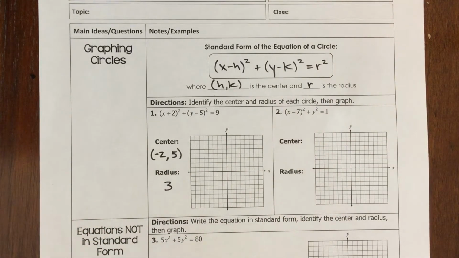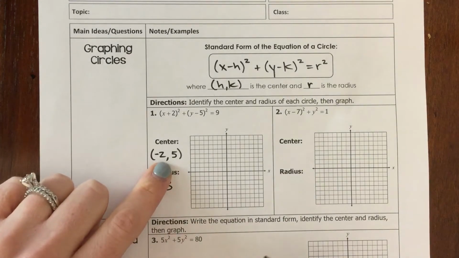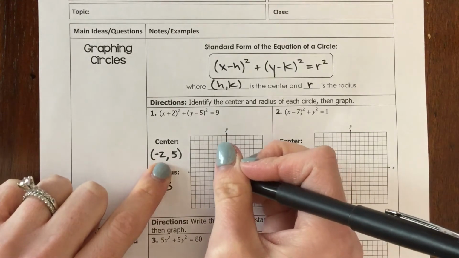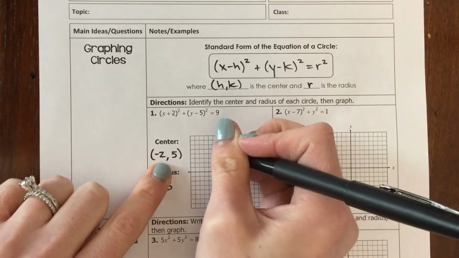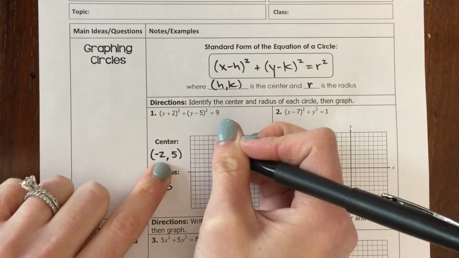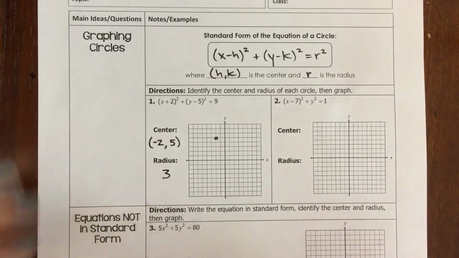So here's how we graph them. It's a super straightforward process. I hope you find it to be easy. We go to the center. So negative 2, 5. Left 2 and then up 5. I usually just like to put a little mark there, not even really a point, because technically it's not a point on the circle, it's just the center of the circle.